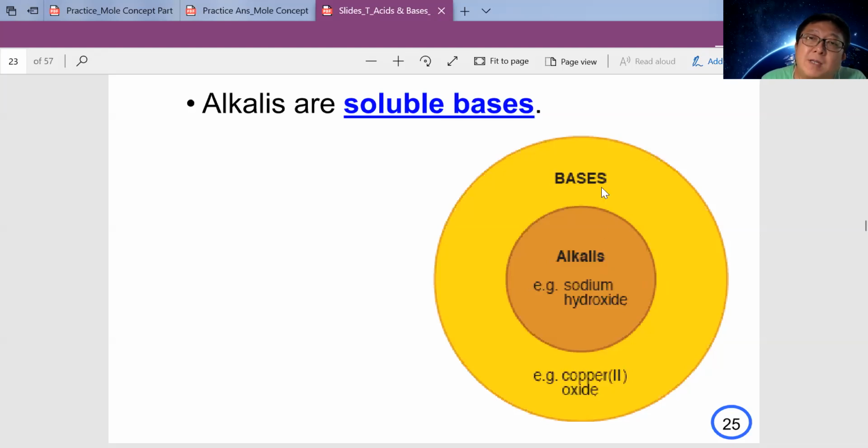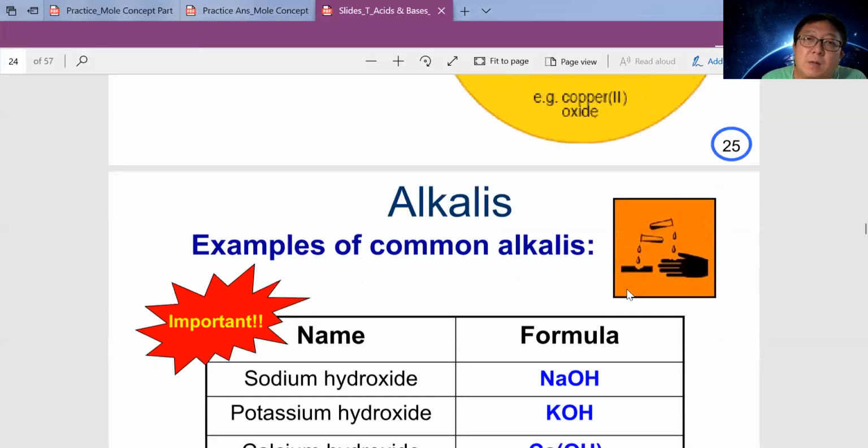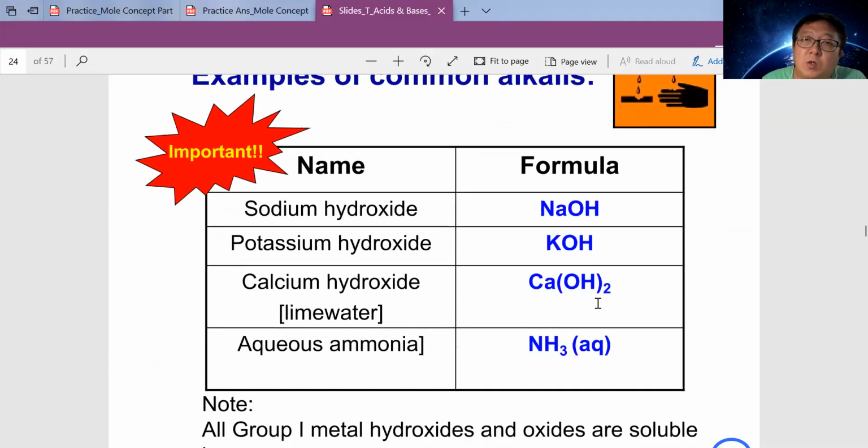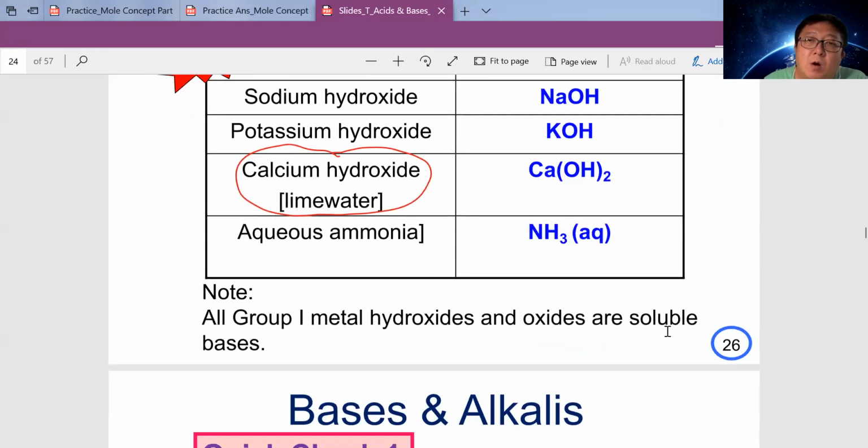It can be called a base, but then the special name given to it is alkaline. Example of alkaline, these are the common ones used in the lab. Lime water. Please remember this lime water name is calcium hydroxide. So which are the common ones?